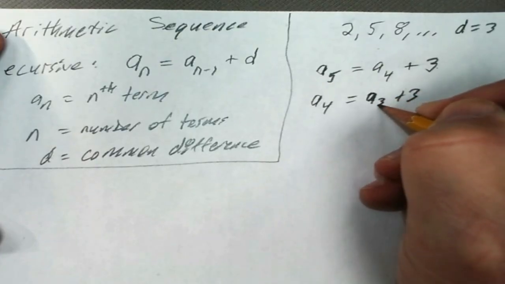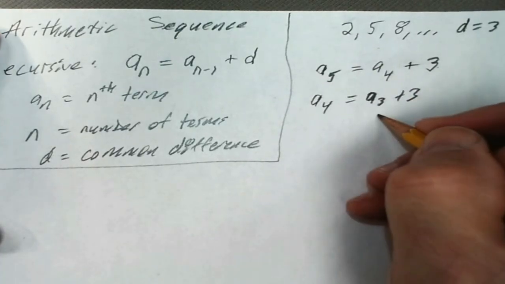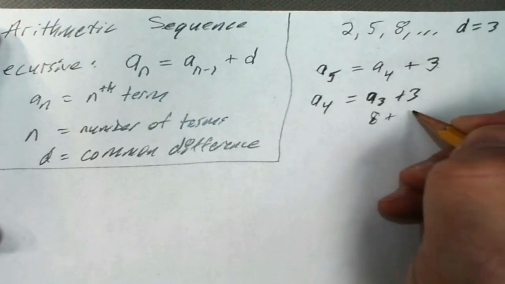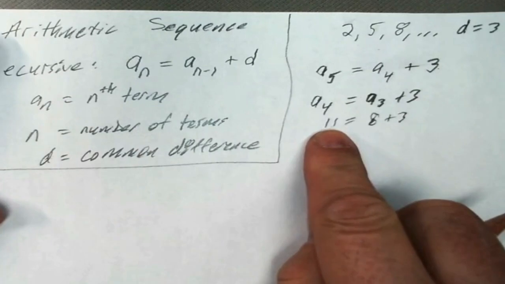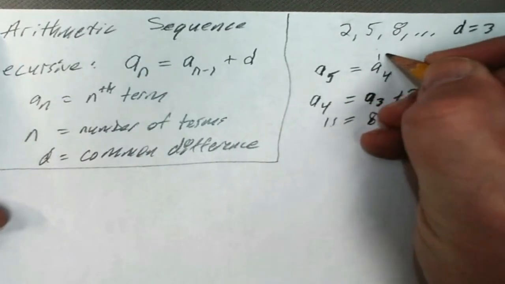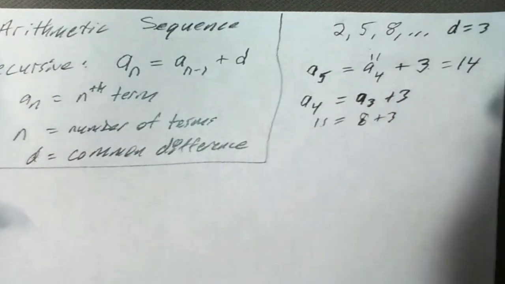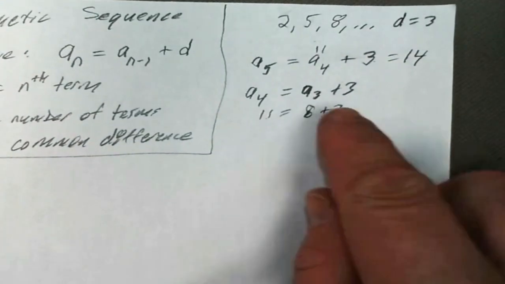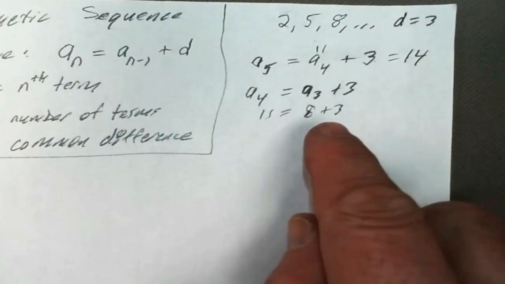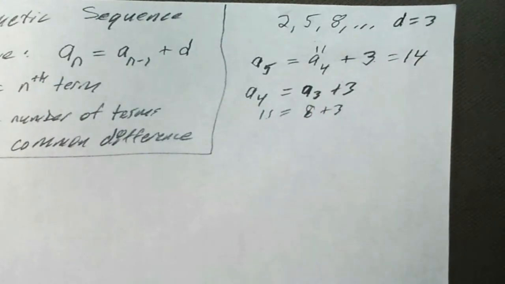A sub 3. Well, a sub 3 is 8 plus 3. So a sub 4 is 11. So now I know this is 11. So a sub 5 is 14. So we can see how that works, right? That's kind of what we were doing on page 1.